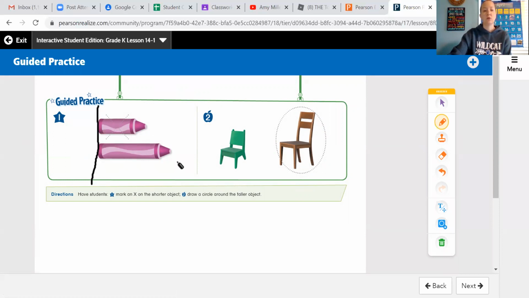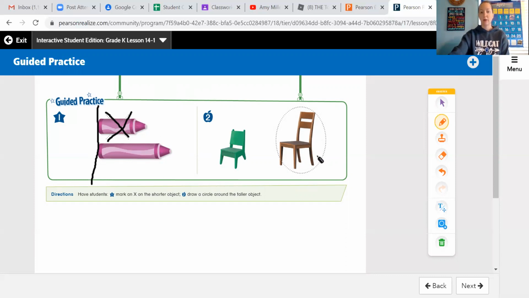Now, which one goes further? Which one is longer and which one is shorter? They already told us this top one is shorter. Its end stops, whereas this crayon down below keeps going further and further. So this one is longer. The top one is shorter. Good job.